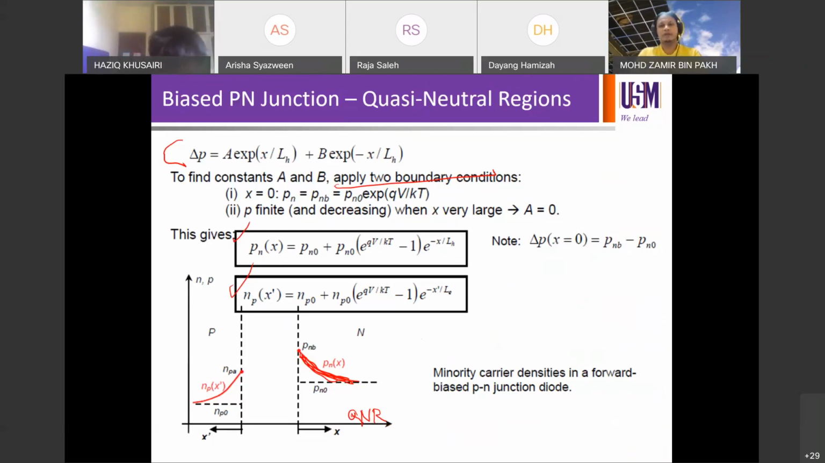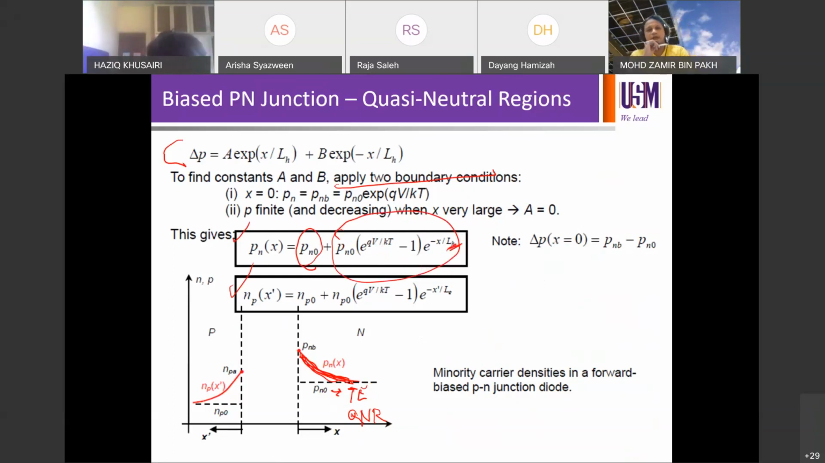That will be given by p_n0. So p_n0 is your minority carrier concentration at thermal equilibrium. Remember thermal equilibrium? Naught. So p_n0 is the density of holes in n-type material at the same point, but at thermal equilibrium instead of during applied bias. So that will be given by p_n0 plus the second component, the bias component, right? So p_n0 again times the exponential of qV, where V is the applied bias, over kT, minus 1, times the exponential of the diffusion length component of the carriers.